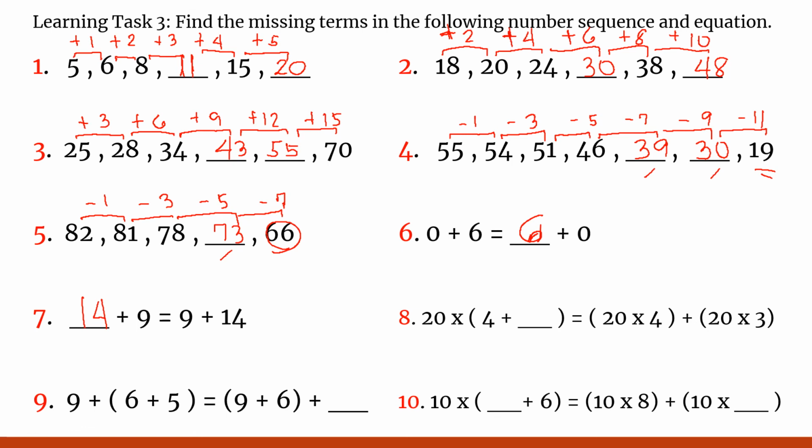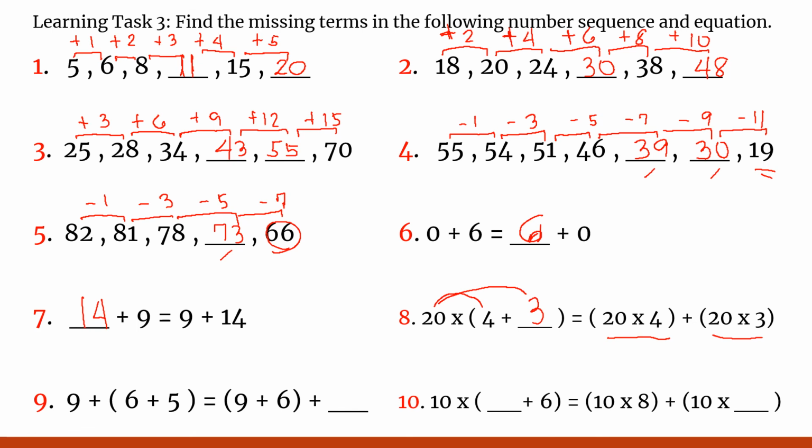Next, number 8: 20 times open parenthesis 4 plus blank close parenthesis equals the quantity 20 times 4 plus the quantity 20 times 3. So, ang kompleto ay yung right hand side. Ang kulang ay left hand side. Sa kanan, merong numbers na 20, 4 and 3. Sa kaliwa, meron lang 20 and 4. Ibig sabihin, ang nawawala ay 3. And dito sa problem number 8, i-distribute yung 20 sa 4. Kaya nagkaroon ng 20 times 4. And then 20 sa 3. Kaya nagkaroon ng 20 times 3. At syempre pa, ang in-apply dito ay distributive property of multiplication over addition.